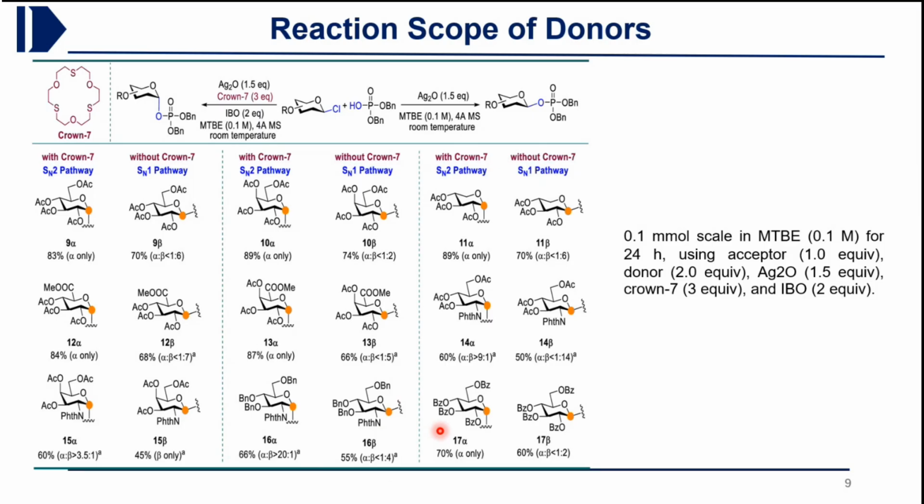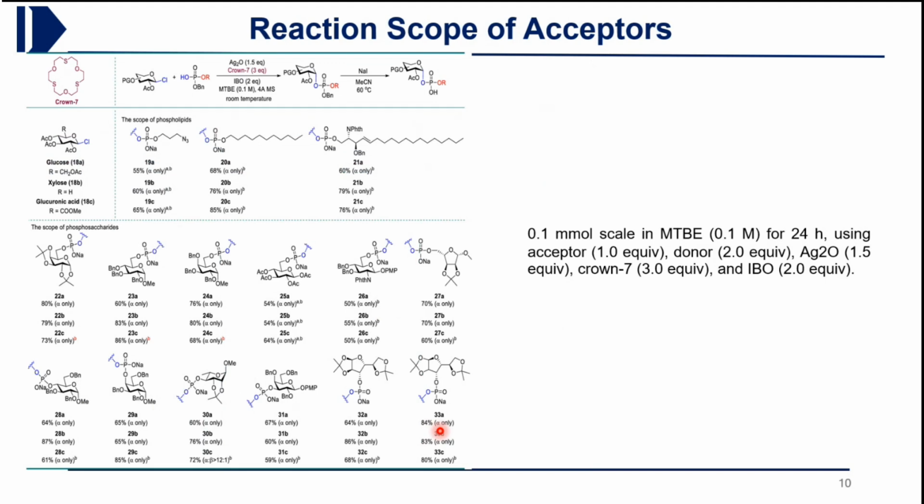ethers. Now, reaction scope of acceptors. So here glycosyl chloride, then phosphate acceptor, and all other conditions are the same. They are getting alpha glycosyl phosphosaccharide, and after sodium iodide and acetonitrile, they are deprotecting this benzyl group basically, and there is formation of it as an OH.